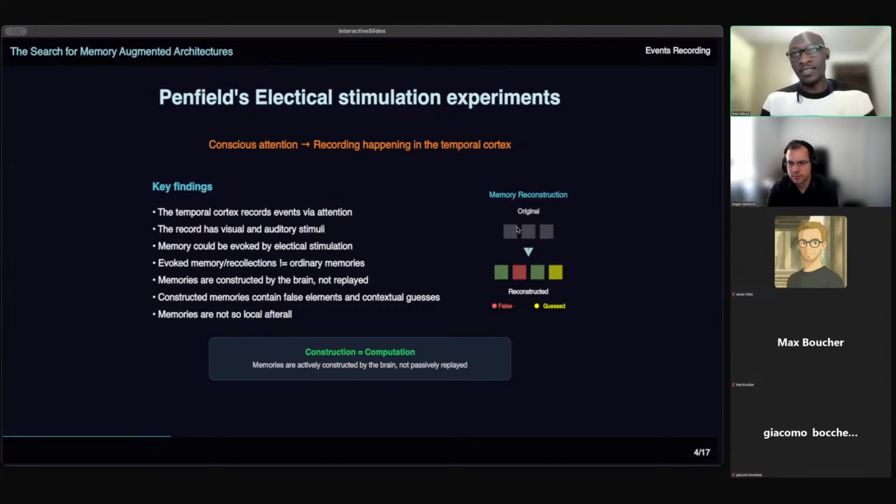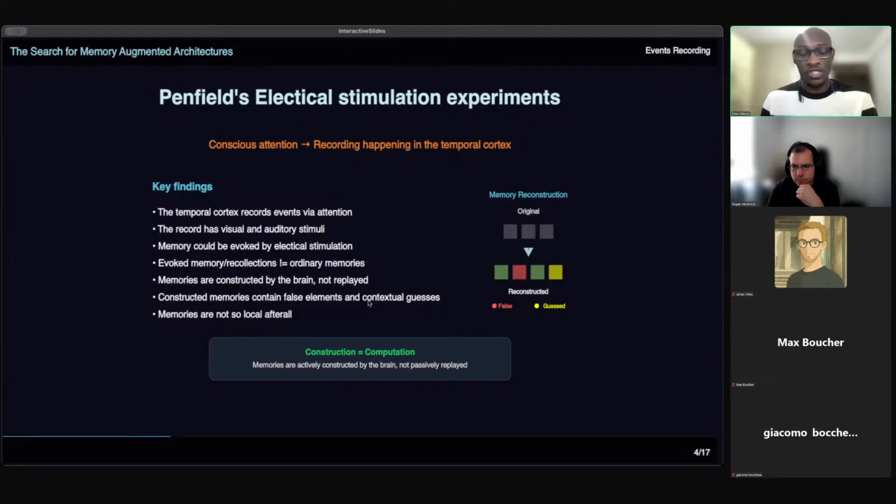So you focus on the environment events, and then the temporal lobe keeps a recording of those events. You can see that his findings were really influential to how computational memory, the idea of reconstruction of memory rather than the replay of memory. So memory is not like a replay event. You are not just replaying memories that have been stored in the system, but it's a reconstruction.